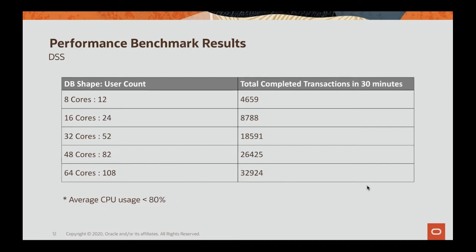Same thing here. Before you ask the question, the number of users changes. In this case, we want to make sure we don't oversaturate the CPU, so we want to maintain 80% CPU utilization. Therefore, we need more and more cores to support additional users. So it's the same trade-off, okay?